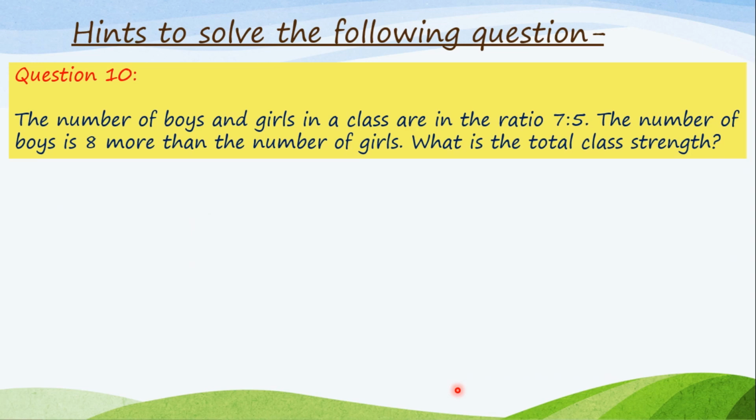The number of boys and girls in a class are in the ratio 7:5. The number of boys is 8 more than the number of girls. What is the class strength?